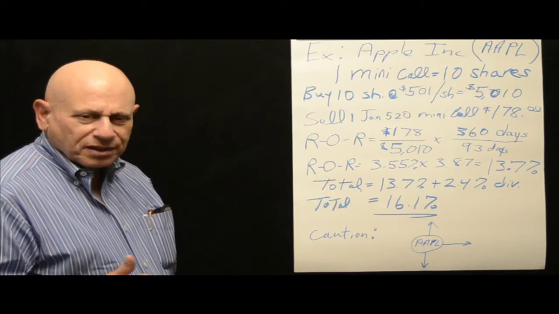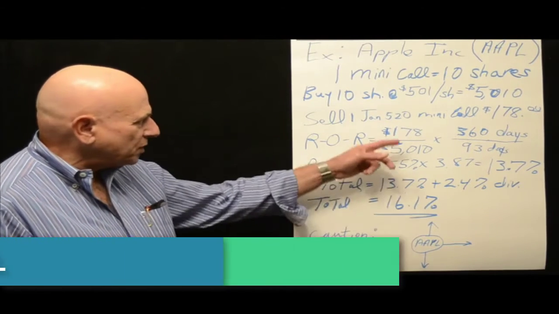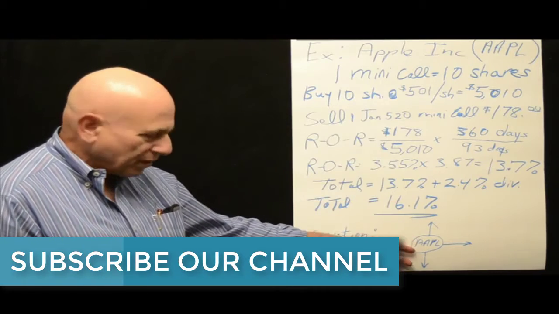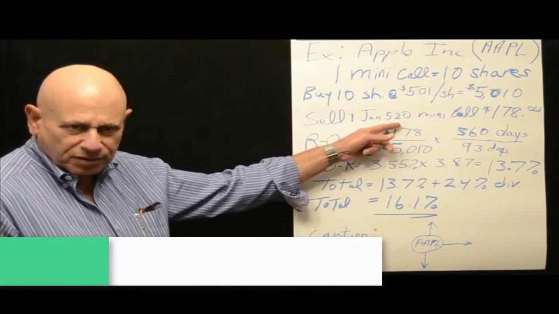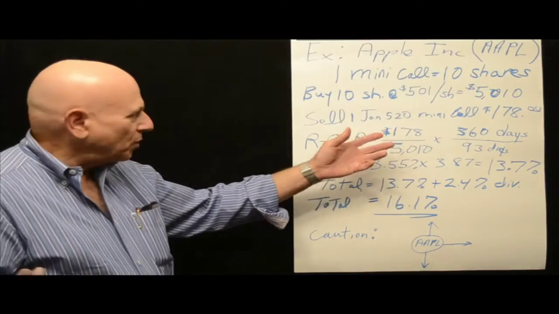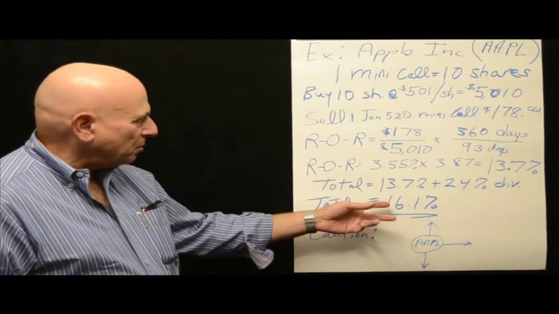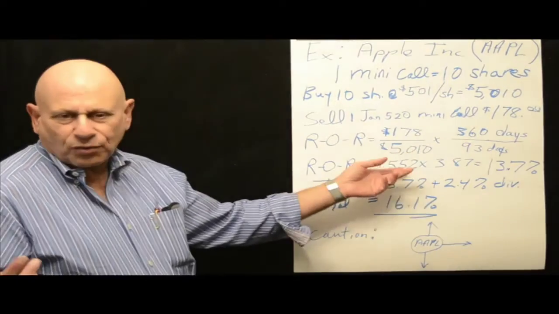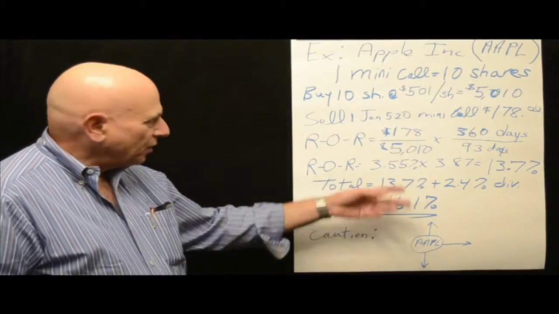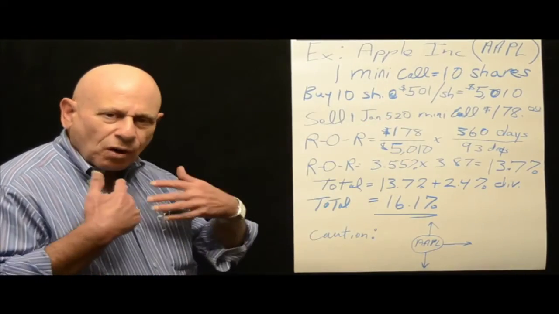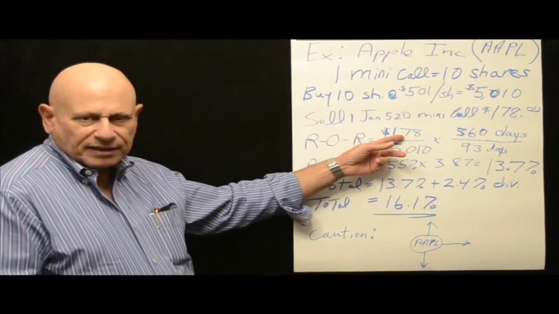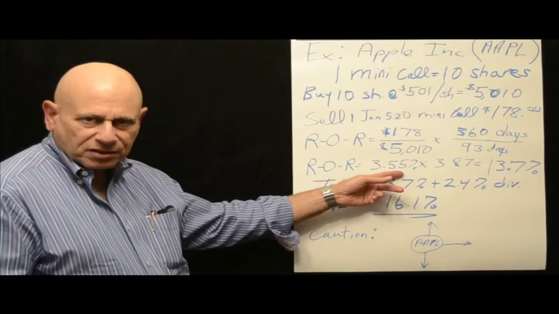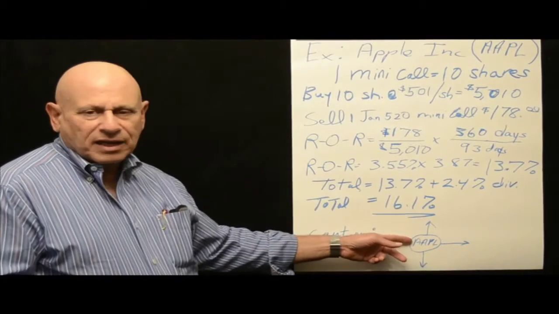That's the risk. If it goes down and doesn't go up to 520 by the third Friday in January, this option that you sold will expire worthless, because why should somebody buy it from you at 520 when they can go into the market and buy it for 500 or 490 because it went down? This will expire worthless. Then you go out and you sell another one. You may not get $178, you might get something less. That's the risk you take.